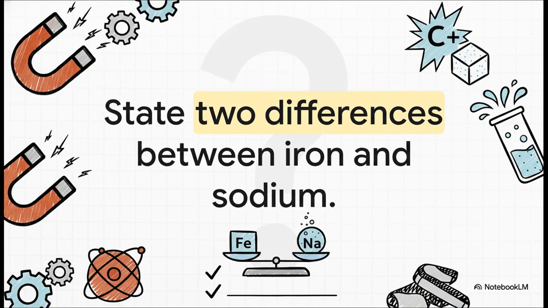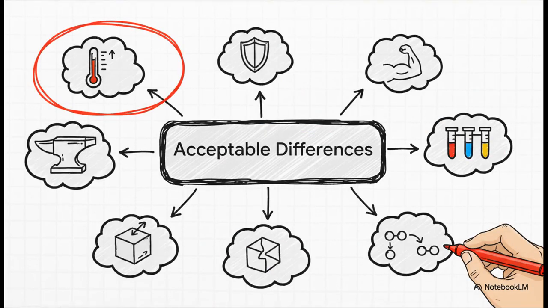This next one is for 2 marks. We need 2 differences between iron and sodium. And this is where suddenly the mark scheme goes from being super rigid to being way more flexible. Just look at all the options you have here. It says any 2 from, and the list is huge. You could talk about melting points, density, how hard or strong they are, or their reactivity. You could even get the marks for saying iron forms colored compounds, or it can be a catalyst. You just have to pick any 2 from that list.